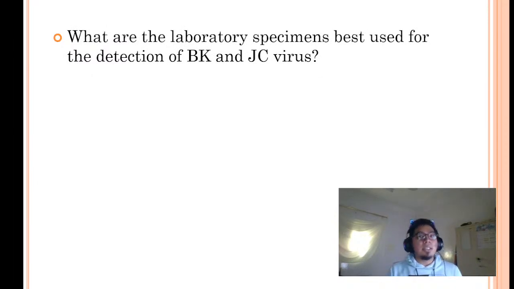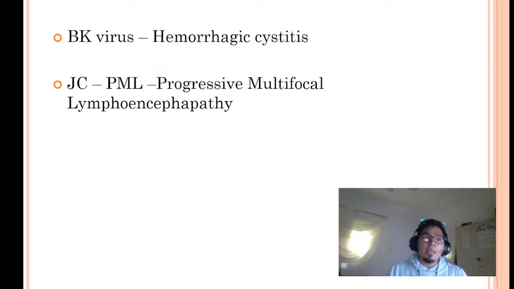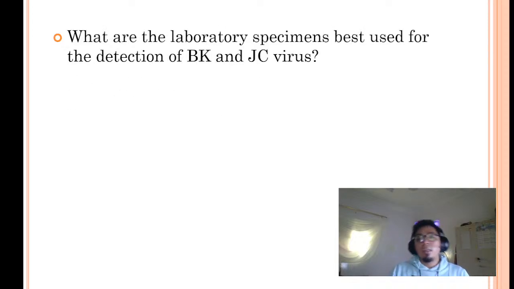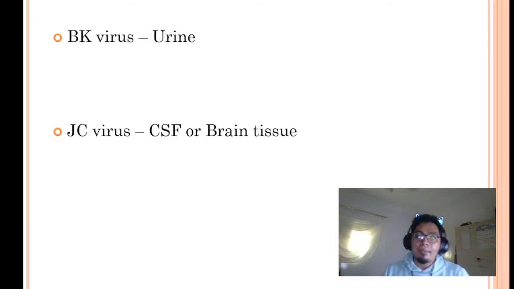Now, this is a question for you guys. It's important. Why? Because you are medical technologists. Your future jobs will be in the laboratory, and it's important for you to know the samples that you're going to use. For BK virus, because it causes hemorrhagic cystitis or infection in the bladder, you need to use the urine of the patient. For encephalopathy, which is caused by JC virus, you need to use either tissue sample from the brain or CSF.